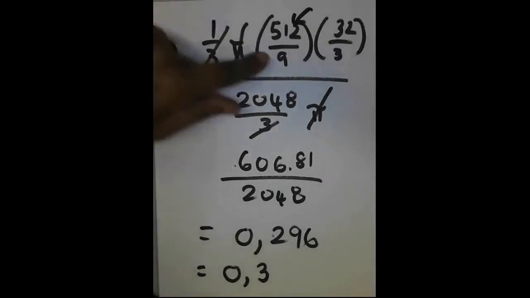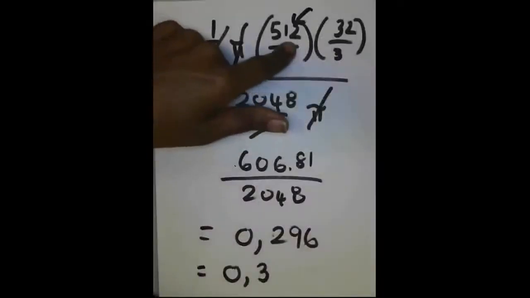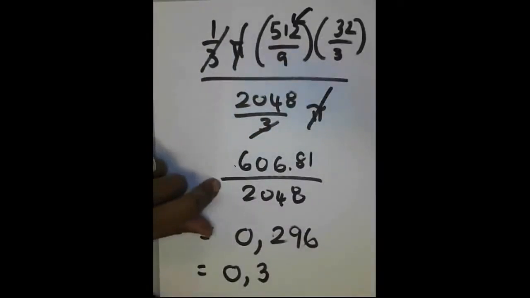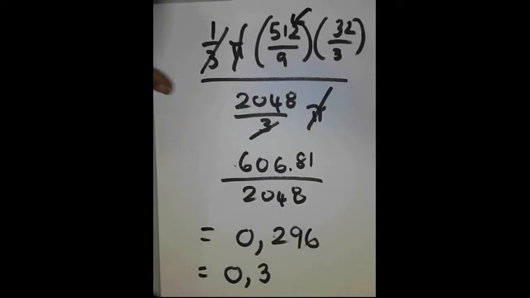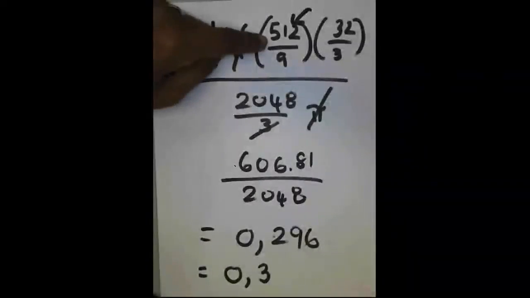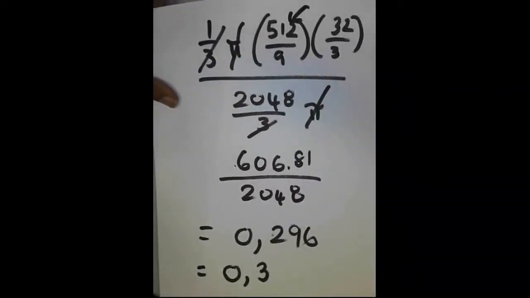Okay, so there's the correction. Please, it's not 514, it's 512. If I divide, I checked it on my calculator again, so there we go. It still stays 0,3. But thank you for the correction. Okay, let's go to question number 8.